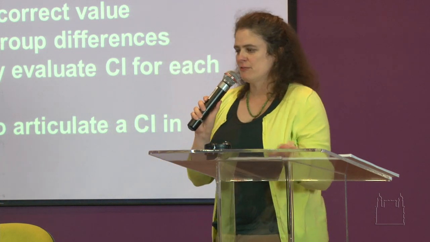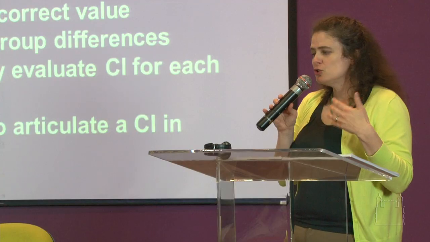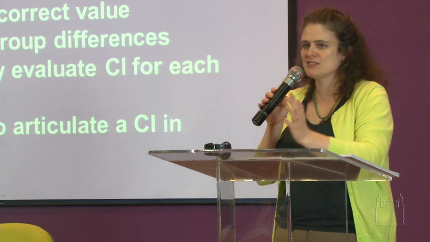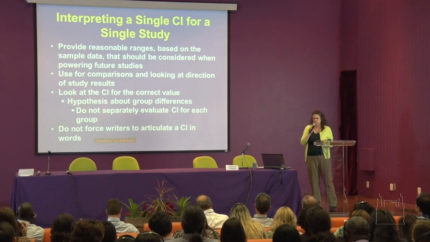This is what also makes it tough to interpret the single confidence interval. So I'm in a single study. What can you say? I use these confidence intervals to give me ranges, based on the sample data, of what should be considered when I'm powering future studies. It's useful when I'm trying to figure out the direction of the study results, to see magnitudes, to see which of these groups actually seems to be superior. A p-value doesn't tell you that. A p-value just says it's 0.01, but I don't know if A is better than B or B is better than A. But with a confidence interval, I can see it. I can see the direction we're moving in.